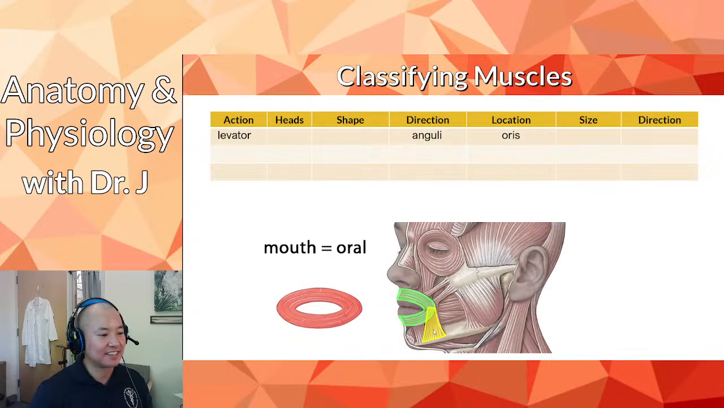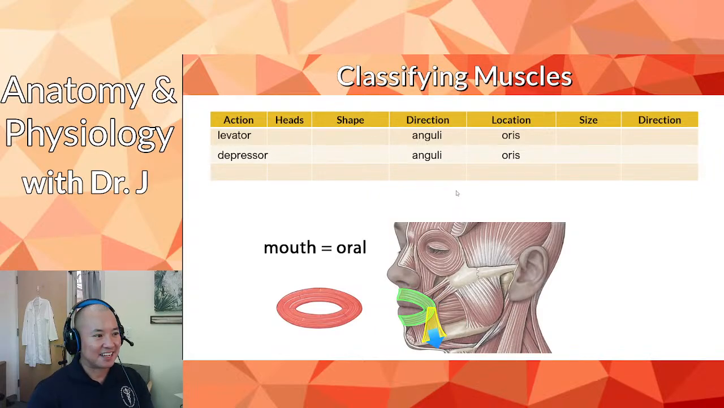Now, on the other side, you have a different muscle. What it's going to do is pull the angles of your mouth down, so it helps with frowning. This is still called anguli oris because it's going to the angles of your mouth. But instead of levator, it's depressor, so it's actually going the opposite direction.